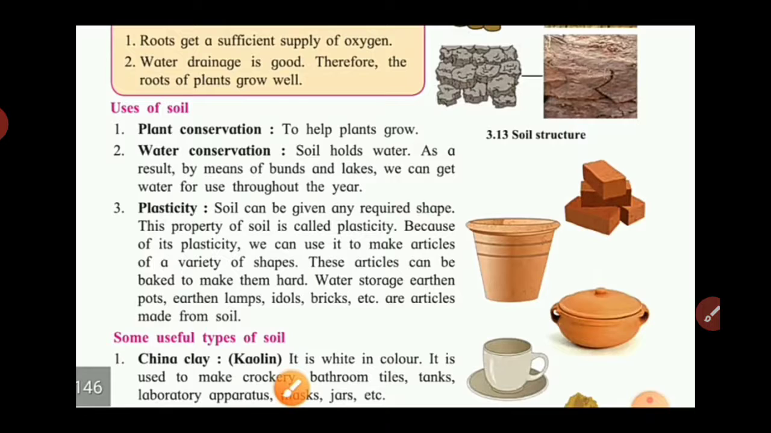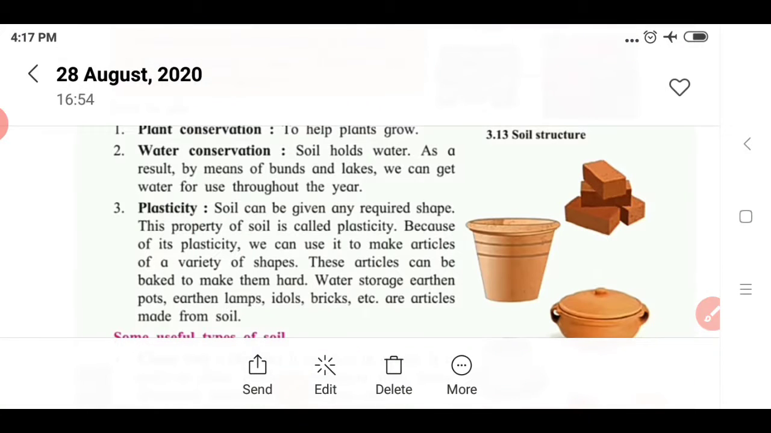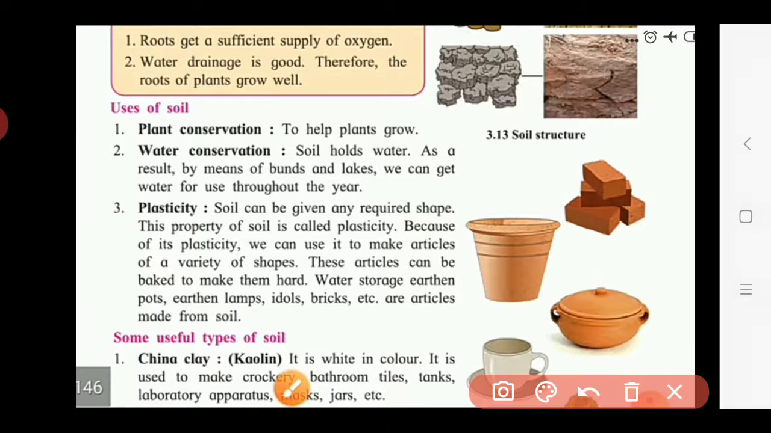Then we see the second use. What is the second use? Water conservation. Like plants, soil also conserves water. In which way? We know soil has a property, that it holds water in it very tightly. It depends upon the soil, but it is the main important property of soil, that it has the ability to store or hold water in it. So due to this it is the most important use.